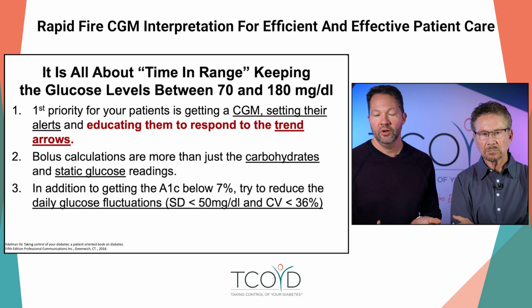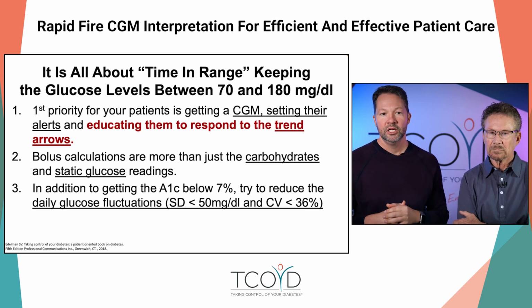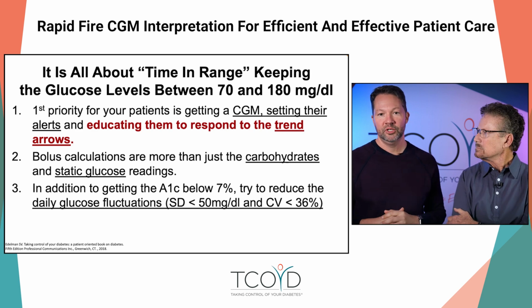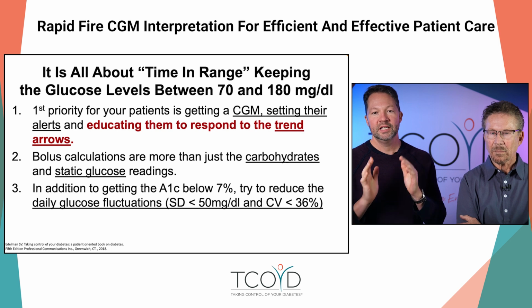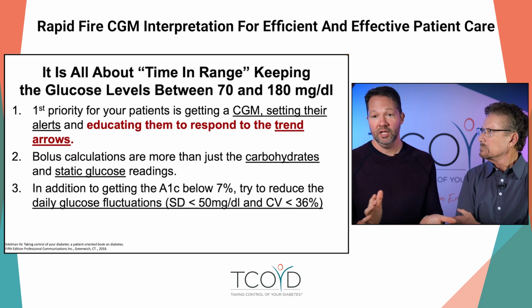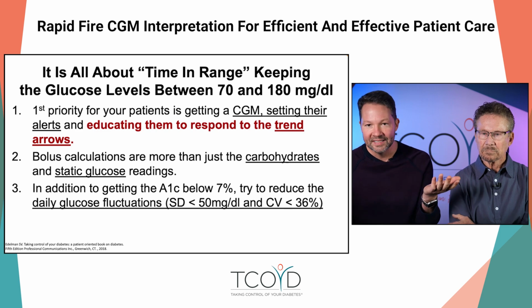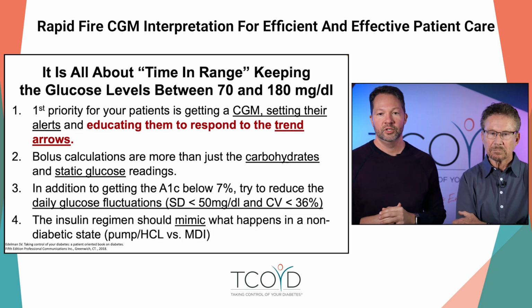So in addition to getting your A1C below 7 or your time in range, 70 to 180, try to reduce the daily glucose fluctuations. We have some metrics here for what is a good glucose fluctuation. A standard deviation less than 50 is great, or sometimes reports have the CV, less than 36 is the number that we've kind of landed on. Those are helpful to give you a ballpark of fluctuations.